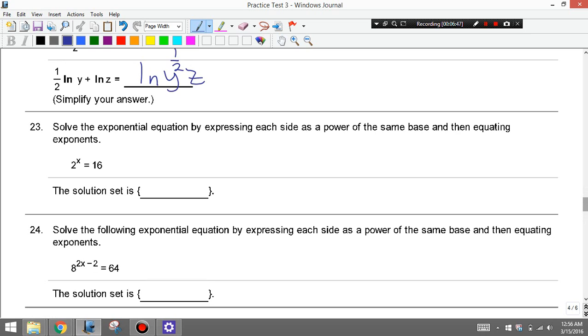Use the change of base formula. The power of 2 that gives you 16 is 4. 2 to the 4th is 16. Okay, here we're going to do the change of base.